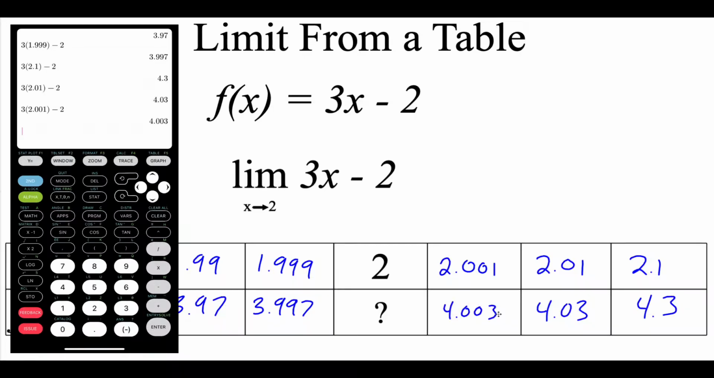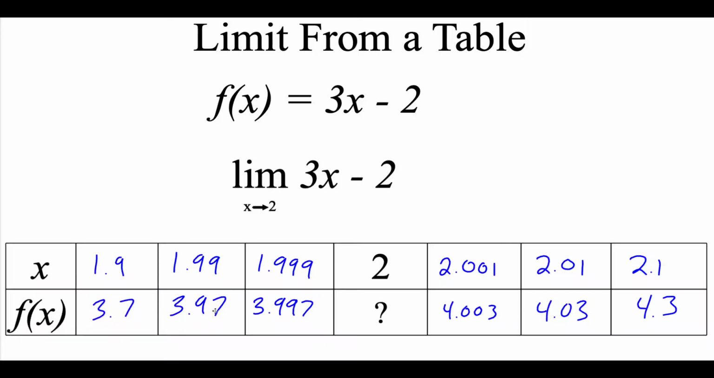Now what I want to look at is what's happening to these y values, or function values. As I get closer and closer to 2 from each side, it appears as if my function is approaching 4. So I would say that the limit of this function as x approaches 2, I'm going to guess that that limit is 4. Now on this function, we could actually do something called direct substitution, where we take that number that we want to approach and actually plug it in. 3 times 2 is 6, minus 2 is 4. So it does appear that the limit is actually 4.